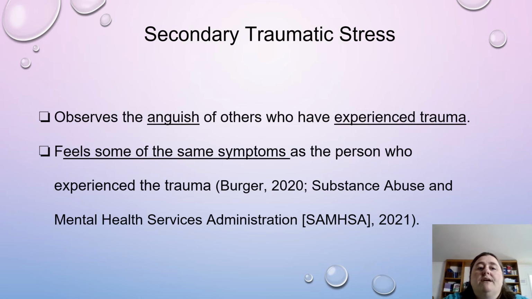Secondary traumatic stress occurs when the caregiver or the practitioner observes the anguish of others who have experienced trauma or distress. Oftentimes, the caregiver or the practitioner begins to feel some of the same symptoms as the person who experienced the trauma. For example, after working with a veteran with combat-related post-traumatic stress disorder, or PTSD, the therapist may become anxious in crowded public places, similar to the experiences that the clients have shared with them.